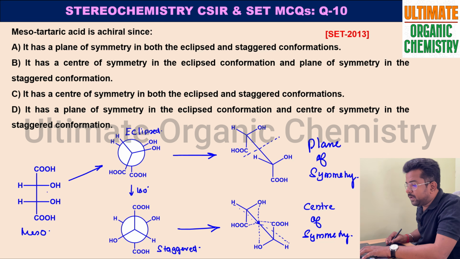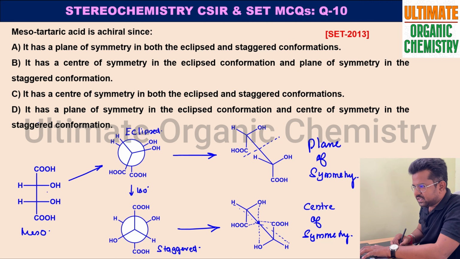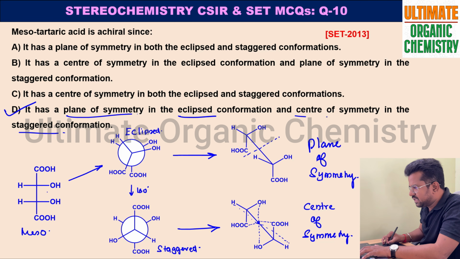So in both forms of mesotartaric acid, that is both the eclipsed and staggered form, it contains a plane of symmetry as well as a center of symmetry. So this mesotartaric acid is optically inactive, that is achiral. The right answer is option D. So that means the eclipsed form has a plane of symmetry and the staggered form has a center of symmetry.